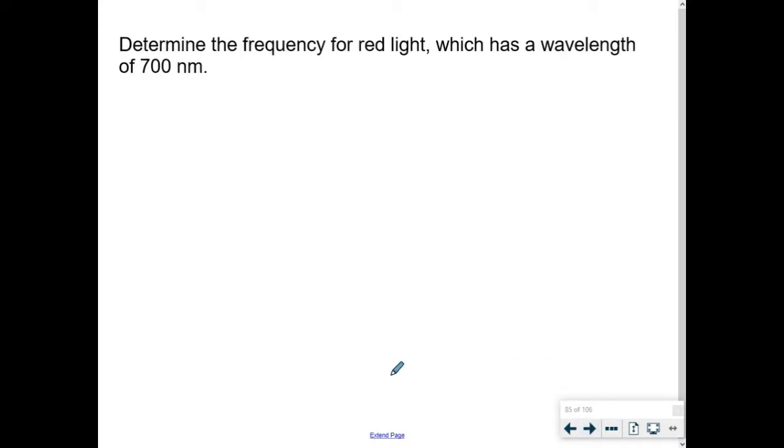Practice question 1. Let's say that you have red light. And red light has a measured wavelength of 700 nm. N stands for nanometers. Okay. If you look on your data sheet, if you're not familiar with this, an n, which stands for nanometers, is anything that's times 10 to the minus 9. So red light has been discovered to have a wavelength of 700 times 10 to the minus 9 meters.